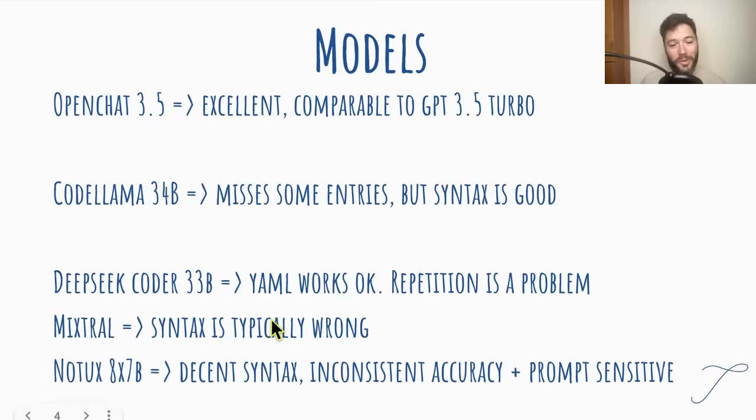As I said a few times now, with Mixtral, the syntax is typically wrong, and that means it's not a good model for this application. Notux 8x7b, as we'll show at the end, generates decent syntax. It's a bit inconsistent on accuracy, by which I mean it often leaves out entries. And it's very sensitive to the prompt. So small changes in the prompt tend to make big changes in the output.